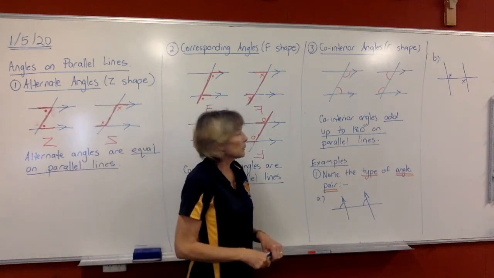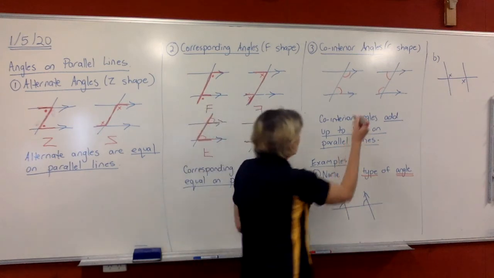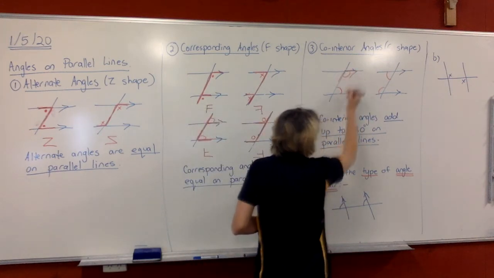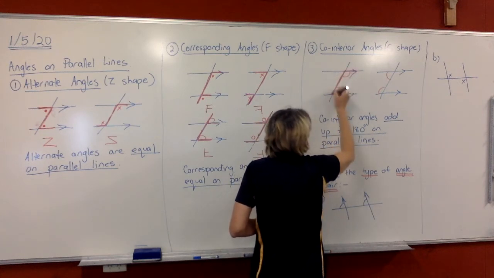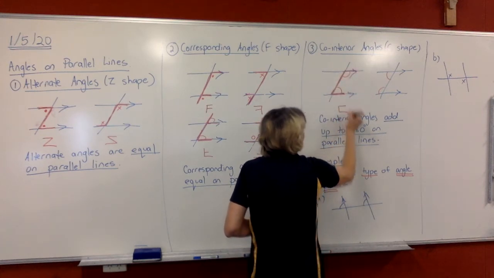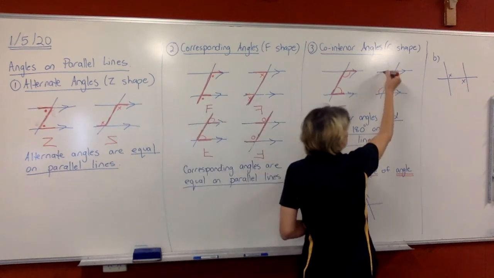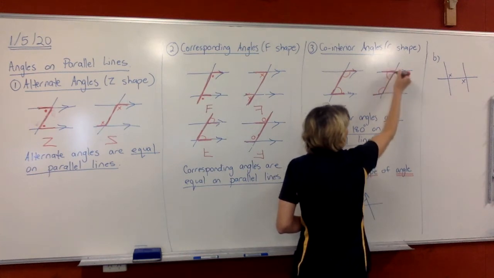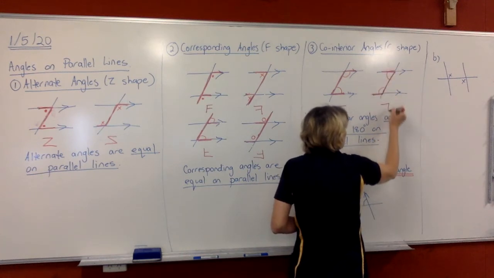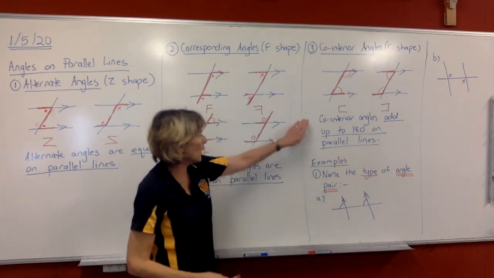In number 3, we're dealing with co-interior angles. They form a C shape. So again, go around the angle and around the other angle and join them in the middle. And you can see the C shape that we have forming. Same with these ones. Go around the angle, around the other angle, join them in the middle, and you have a back to front C. So they're called co-interior angles.